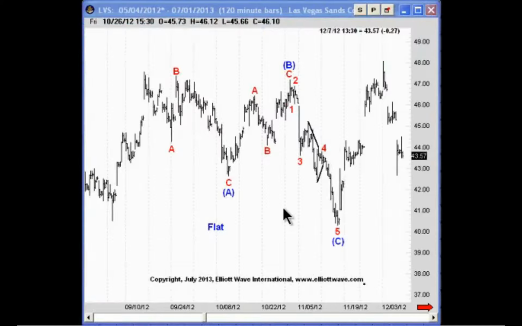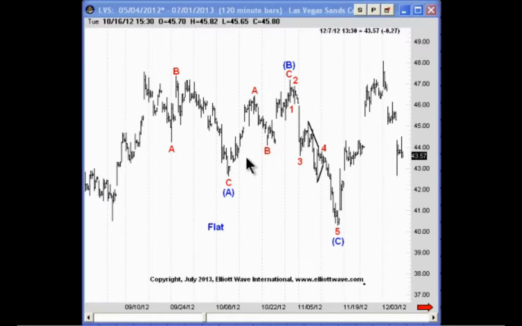And this is actually how it's labeled, the internals, where you have waves A, B, and C for A, then A, B, C for B, and then 1, 2, 3, running triangle 4, followed by a fifth and final wave move down. But again, the key here, or I think the defining signature with a flat correction, is the B wave. The B wave is always going to be a three-wave move, and it's always going to end at or near the origin of wave A.